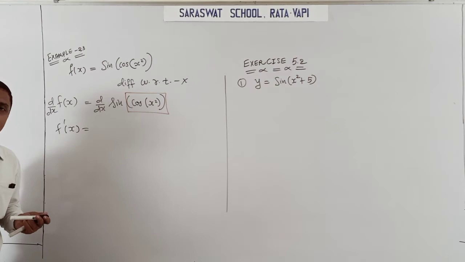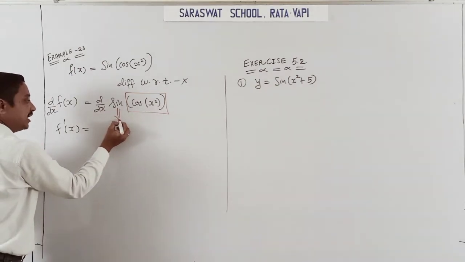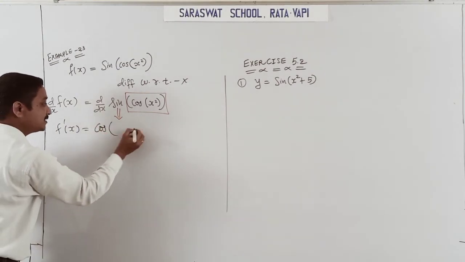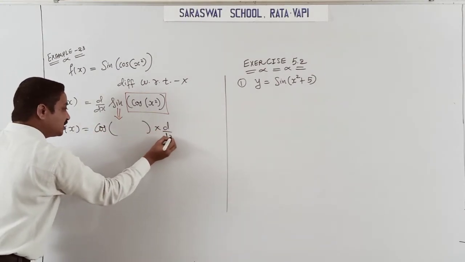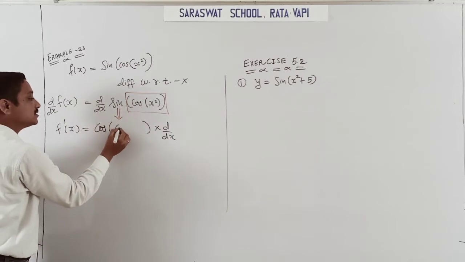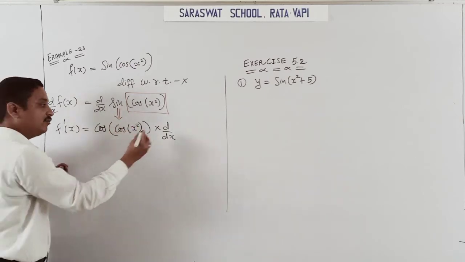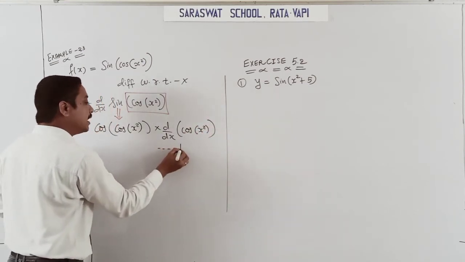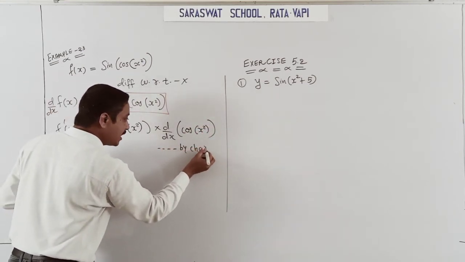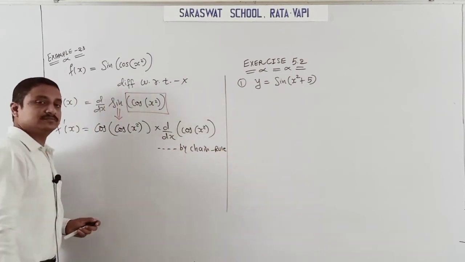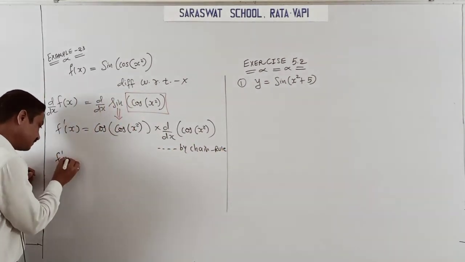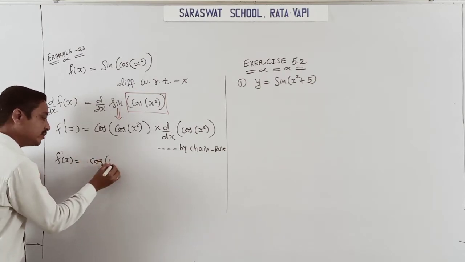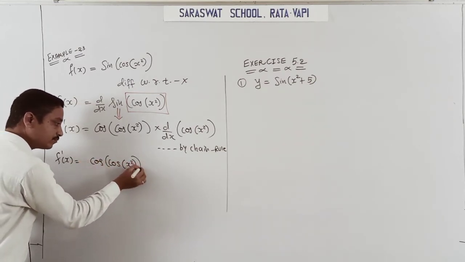So only and only you should start with the sine derivative. What is the sine derivative? Cos, and our internal function is the same. And the derivative for the remaining parts, cos of x square, by chain rule. So f dash x, minus cos, sorry, not minus, cos with cos x square.